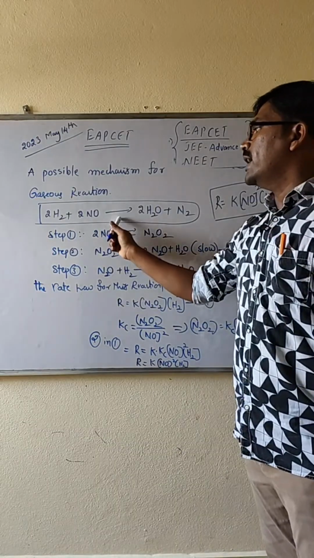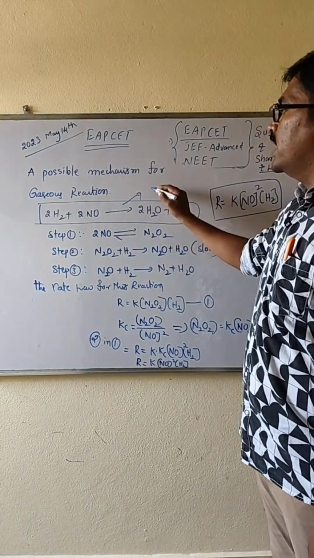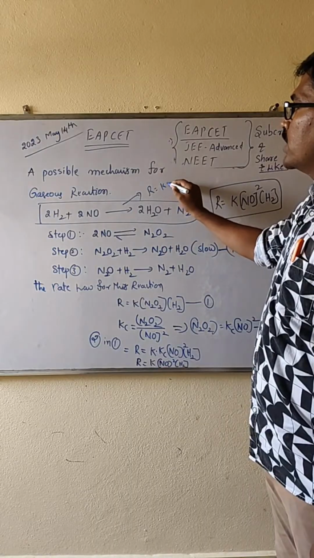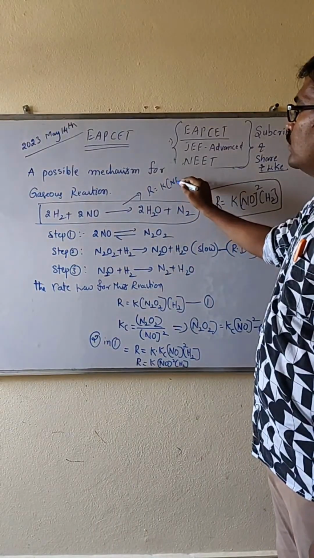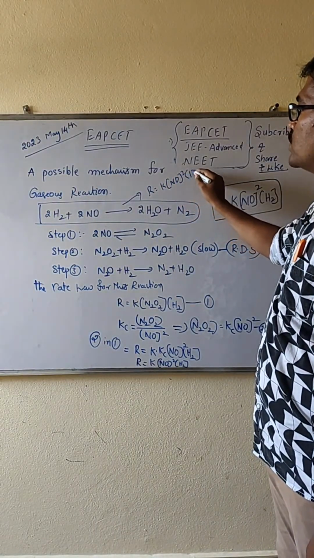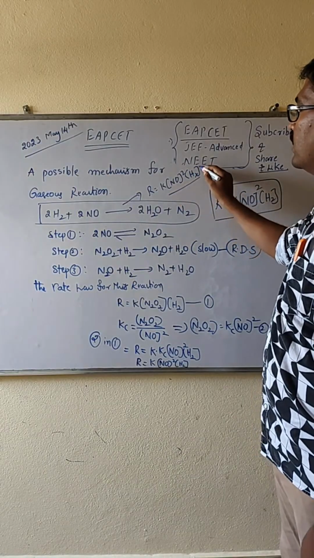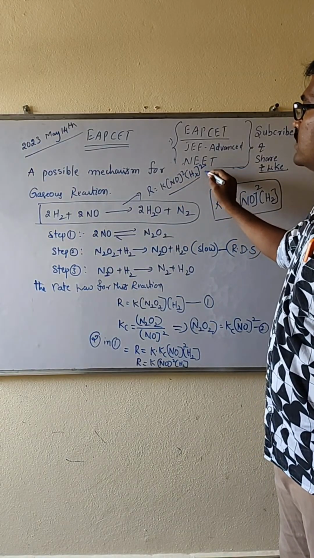See, if you take the complex reaction directly, R equals K into NO power 2, then H2 concentration if you take power 2, this will be wrong.